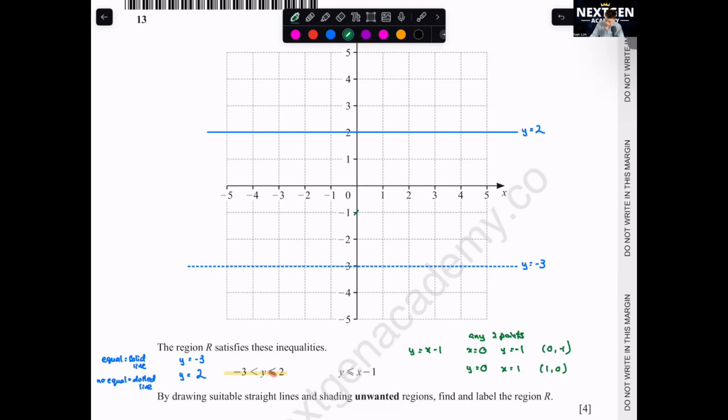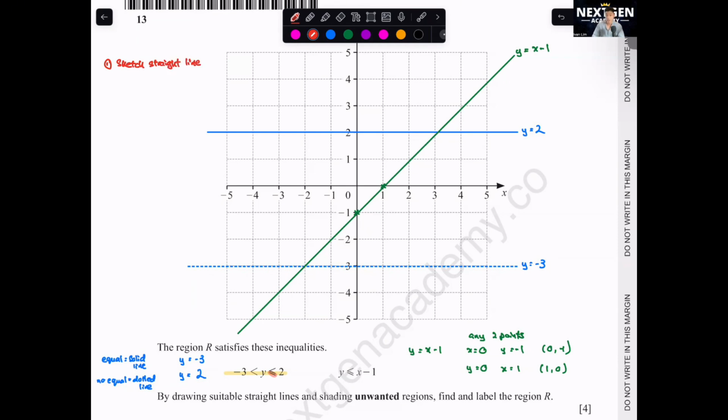Okay, so here and here, these 2 points. You can use any points. You can put x equals 0 and x equals 1 also. As long as you have 2 points. And this one will be a solid line because there is an equal symbol. So this is y equals x minus 1. This is the first step. So step number 1, sketch the straight line.